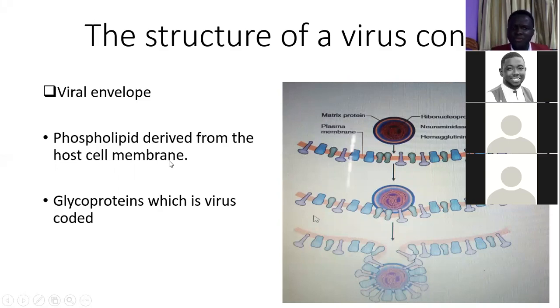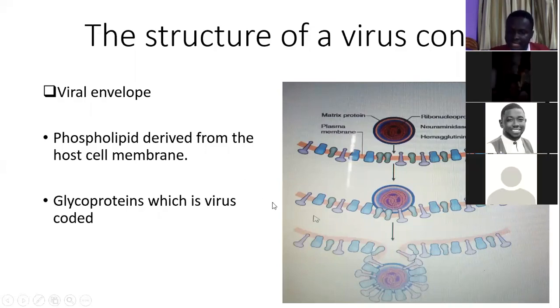The envelope is made up of phospholipid, certain fats, and also glycoproteins. The spikes you see surrounding the virus are what? Glycoproteins. Unfortunately, these glycoproteins are coded for by the virus. It means the virus will have to produce these glycoproteins by itself. But the phospholipid is found in the membranes that the virus obtained from the host cell.